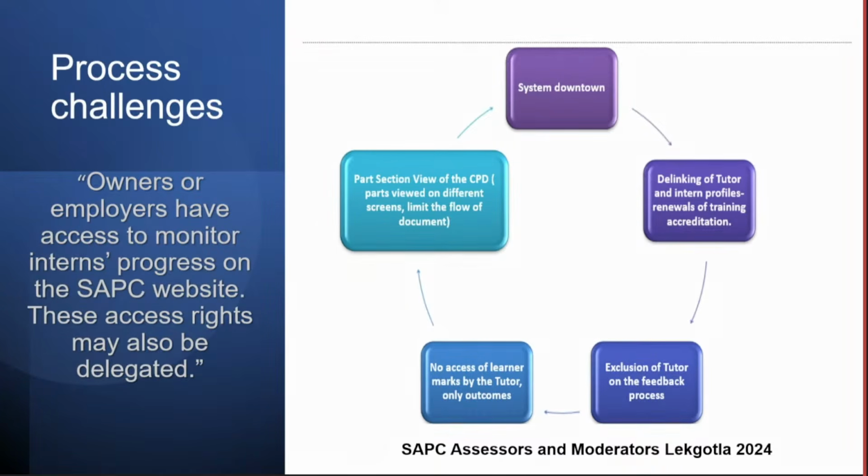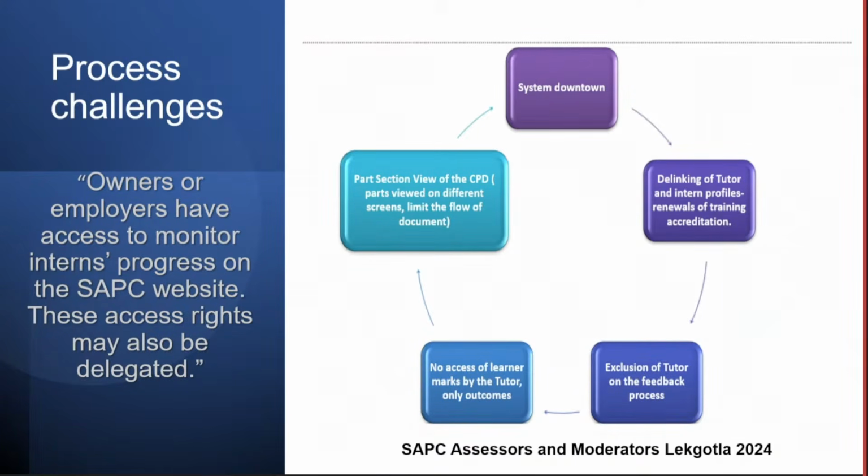Again, the last part says the part section view of the CPD. Parts are viewed in different screens, and what they mean by this is that the reflection is in one screen, then you move over to the planning, and then you move over to the implementation, and the evidence is attached to the implementation and the evaluation. But this is not only for tutors. It's how the system is set up. It's how the intern submits. It's how the tutor reads it. It's how the assessor also and the moderator reads it.